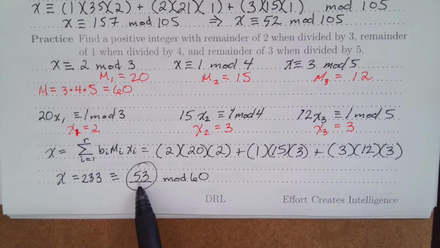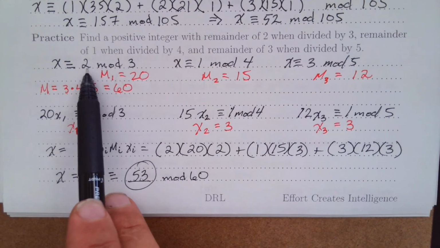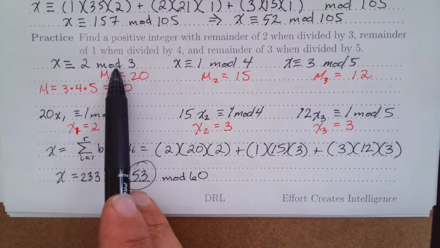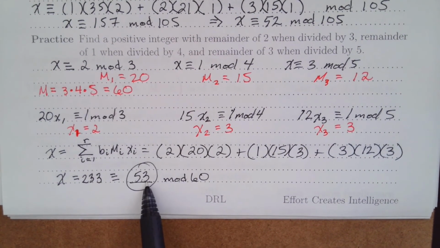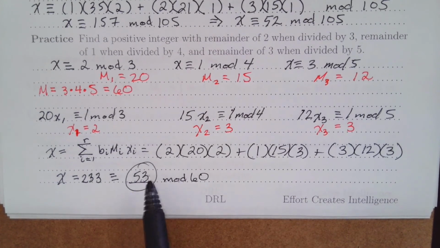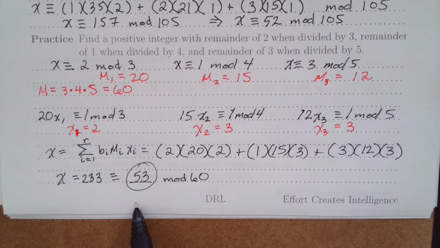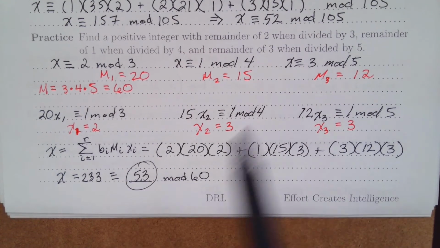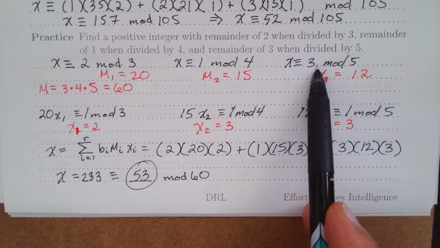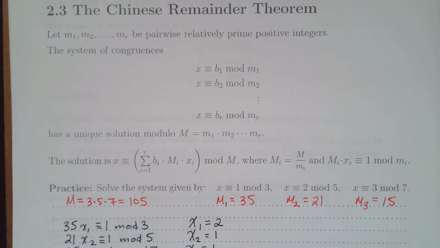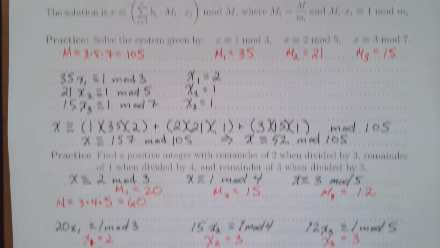And we can always double check this. 53 is 2 more than 51. That satisfies the first congruence. 53 is 1 more than 52. That satisfies the second congruence. And 53 is 3 more than 50, which satisfies the third congruence. Okay, so that is working with the Chinese remainder theorem.